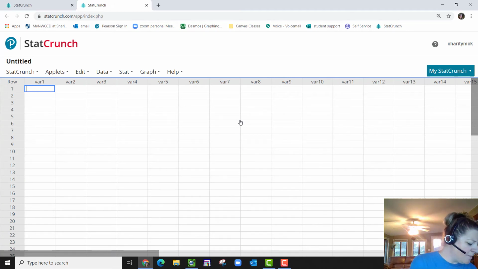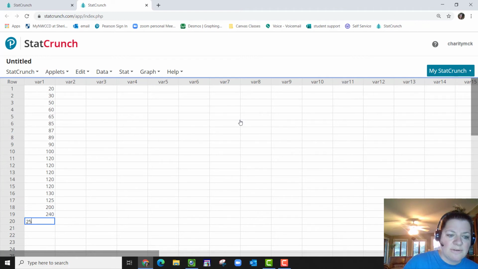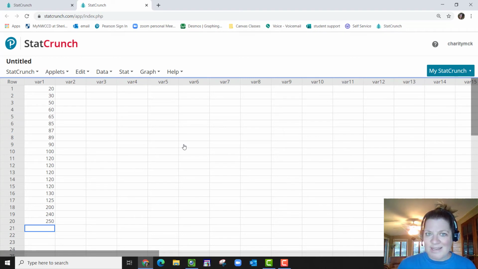So I was going to do that McDonald's data, but we have to have data for that. So let's make some up. Let's say it takes 20 seconds, 30 seconds, 50 seconds, 60 seconds, 65 seconds, 85, 87, 89, 90, 100, 120, 120. I'm going to do a bunch of 120s, 130-ish, 125, and then 200, 240, 250. Good, I'm good enough. So to make a histogram in StatCrunch, you have to have your raw data.